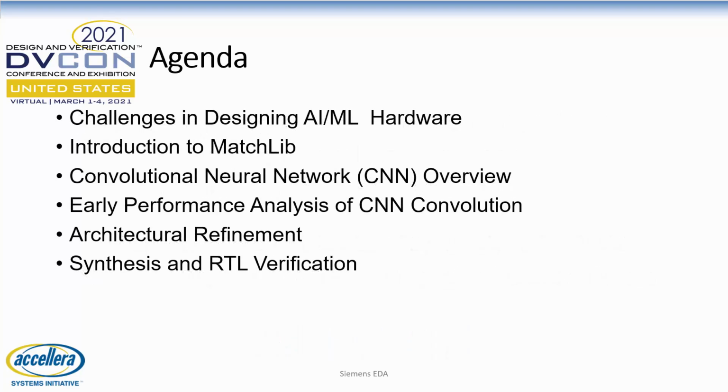In this presentation, we will discuss the challenges of designing AI ML hardware. We will provide an introduction to the MatchLib SystemC synthesis library. We will give an overview of convolutional neural networks, which is the design example we will be covering. And then we will perform early performance analysis of a CNN convolution, followed by architectural refinement for performance improvements, and we'll finish up with synthesis and RTL verification, along with some customer case studies.